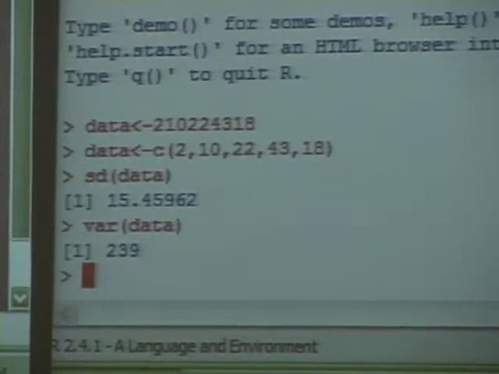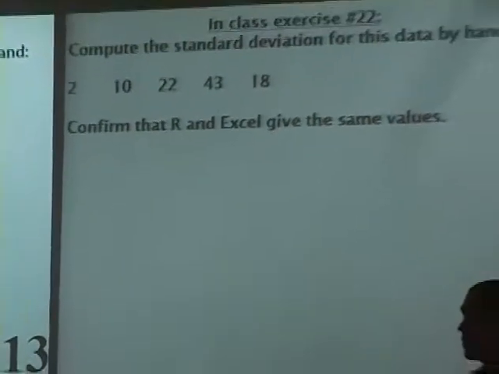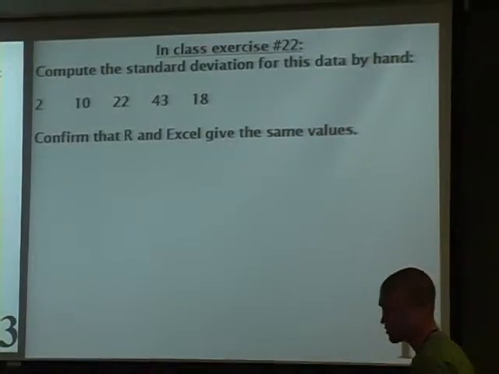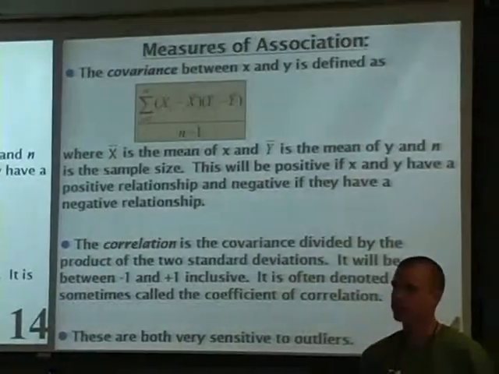So that's this calculation that you probably remember from elementary stats class. And you can check the same value in Excel. In Excel, it's STDEV that gives the standard deviation and VAR that gives the variance. Okay, so I think that's all I want to say about measures of spread. Any questions about measures of spread?